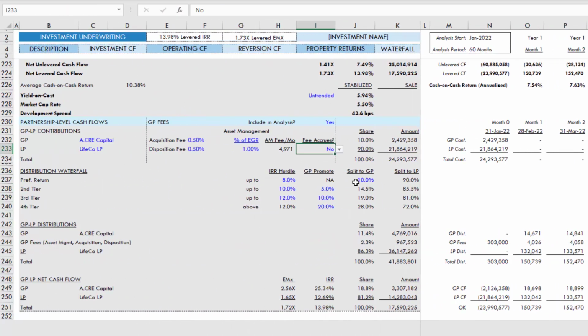And then you have the option to accrue fees. So let's say that there is insufficient cash flow to pay out fees. Should those fees accrue and be paid later, or should they not? And that can be chosen there. And so that is the partnership level cash flow, or the waterfall module, in my value add apartment acquisition model.